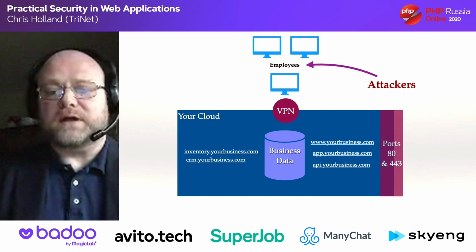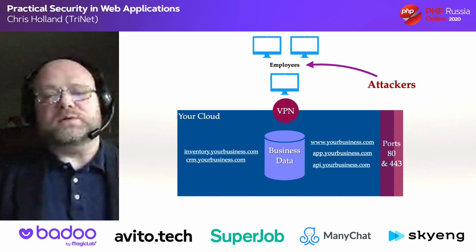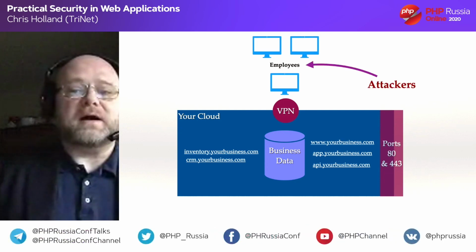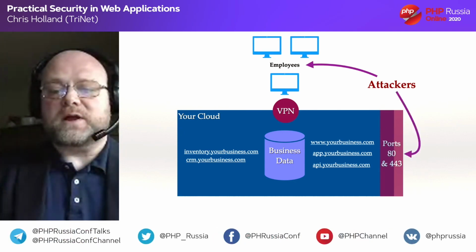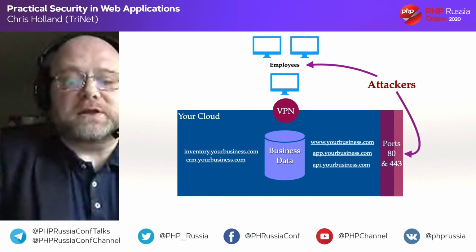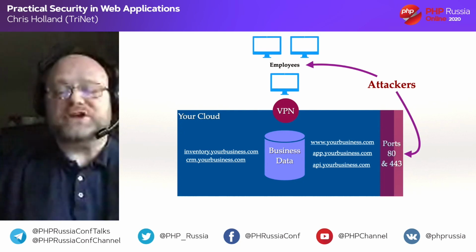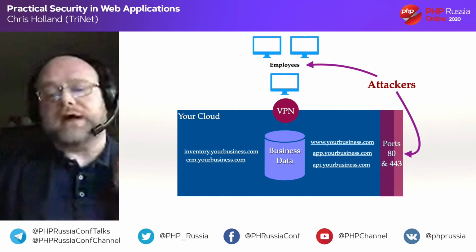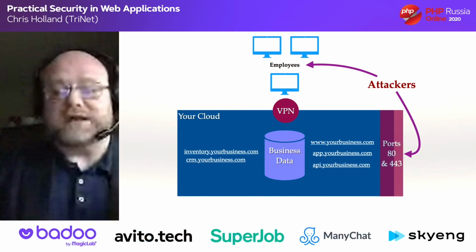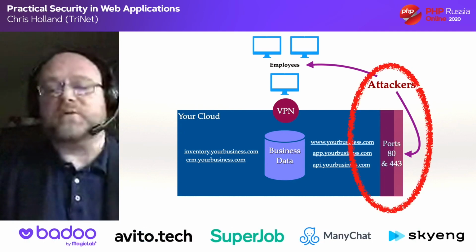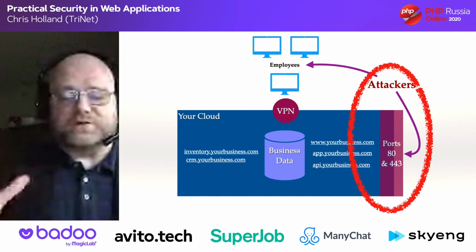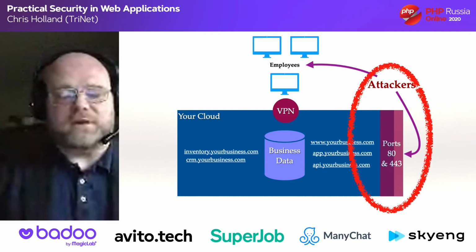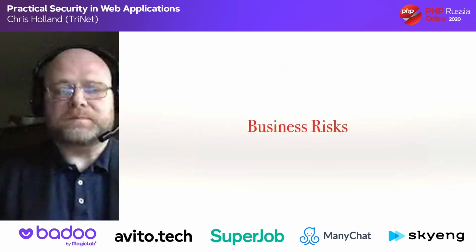So attackers are going to do two things. They're going to try to go after your business data by compromising your employees, or they're also going to try to get in through your web applications. And they're going to try to hack your web applications to get at your business data, right? This is why we're going to focus on this portion of the graph today. This is where web application security comes in.